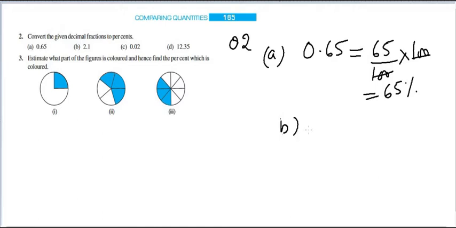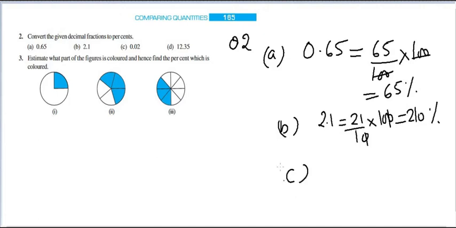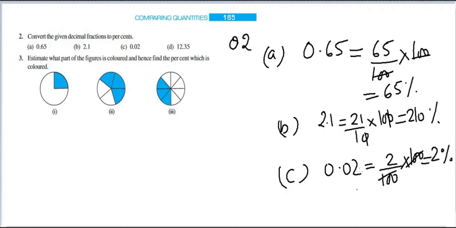In B part, similarly 2.1, that is 21 upon 10. We want to convert into percentage, we multiply by 100. So this will become 210%. Similarly, the C part, here which is 0.02. So we write it as 2 upon 100, multiplying by 100. So what do we get? We get 2 only, or 2%. Okay, this is about C part.